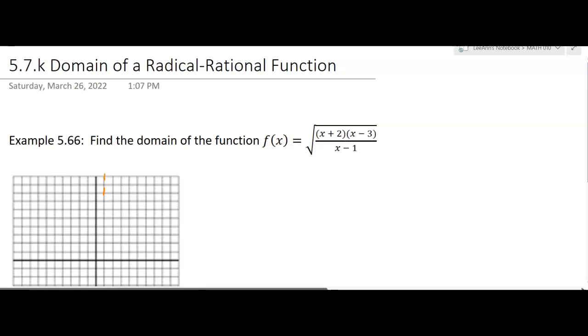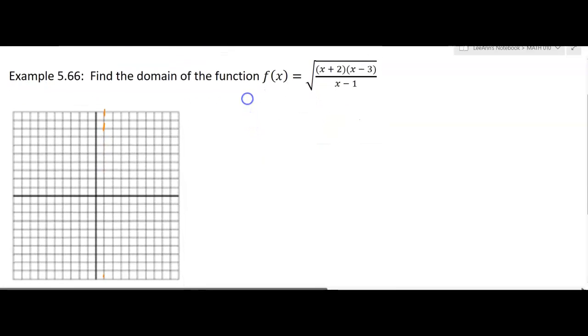Okay, so now we're going to find the domain of this function, and I've called it a radical rational function. I don't know if that's really a term, but it's a composition. You've got a radical, a square root, and then inside, the radicand is a rational function, if you will. We know that because it is a radical, the radicand, (x plus 2)(x minus 3) over (x minus 1), has to be greater than or equal to 0. It can equal 0, that's okay.